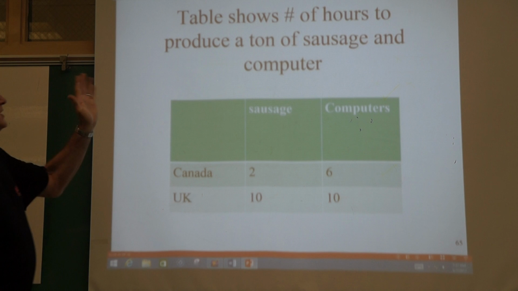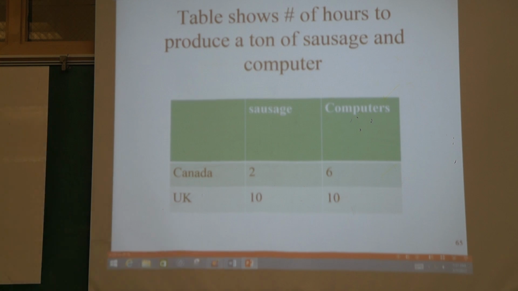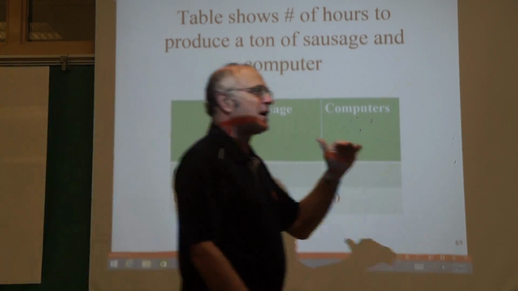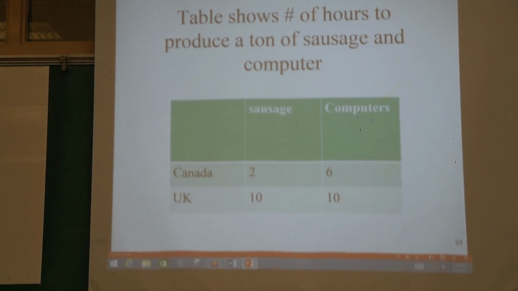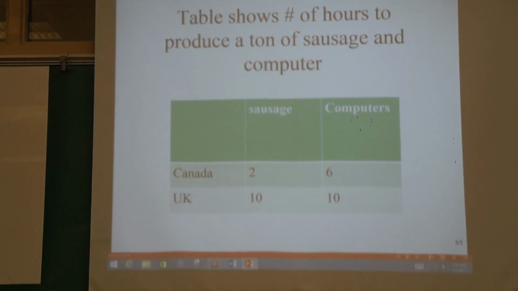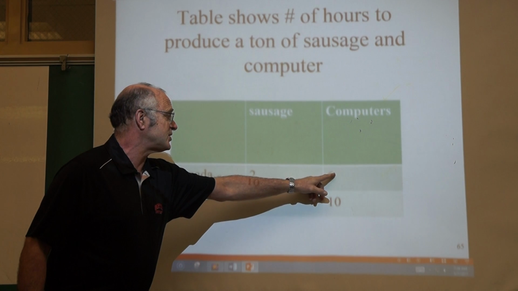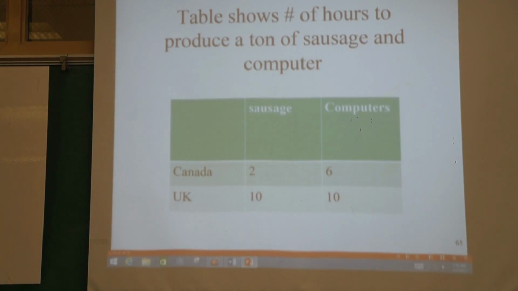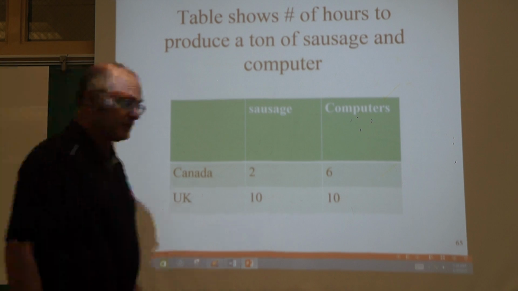All right, now, this table shows the number of hours to produce a ton of sausage and a ton of computers. It's not that many. Alright, so when it talks about the number of hours and the output is constant, then it's an input problem. So input is other under. IOU. Input is other under. So the sausage is 2, the computers is 6, the other under for Canada is 2/6. For the UK, the sausage is 10, I take the computers, I put it under, 10 under 10 is 1. Canada, 1/3, lower opportunity cost. Canada should do sausage, the UK should do computers.